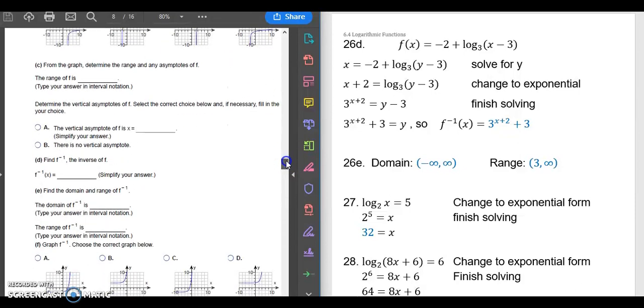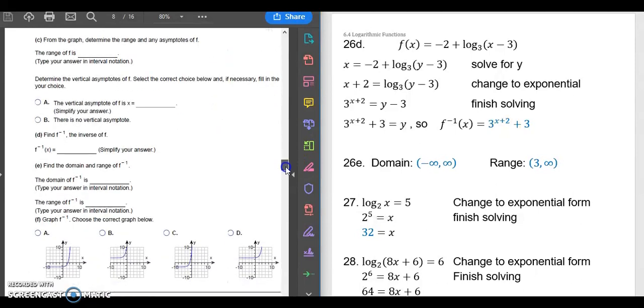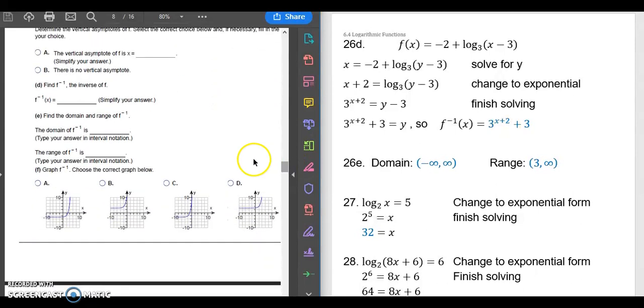Going now to part C, it says from the graph, determine the range and any asymptotes of the function. Let's see, the range of our logarithmic function goes from negative infinity to positive infinity. It looks like it has this vertical asymptote. Now remember, it's shifted over to the right 3 units. So this vertical asymptote is going to be x equals 3. Now for part D, we are looking for the inverse of our function.